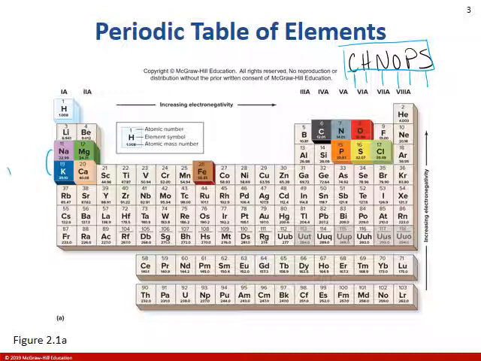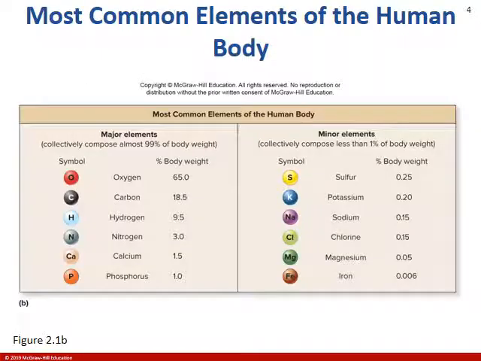So sodium and potassium are going to help us with muscle contraction. Calcium, obviously bones. We need calcium for bone growth. And then iron here is going to play a role in carrying oxygen in your blood. So these are the ones we'll focus on, but there are some other elements that are pretty important to biological systems.